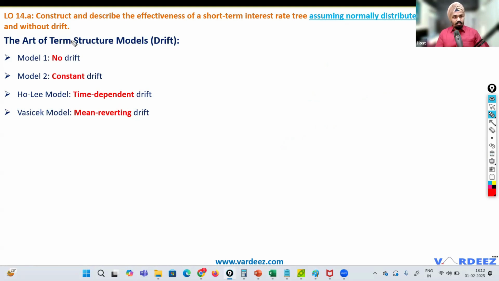The first thing that we'll do with the term structure models is figure it out using no drift at all. That means we'll just take the volatility, that it's going to go up or down. Then we add a little constant drift to it. Drift means any specific number that you add so that it has a movement that is not random in nature. You are giving a direction. That is what drift means. So in the second model, we'll just add a constant number or a drift.